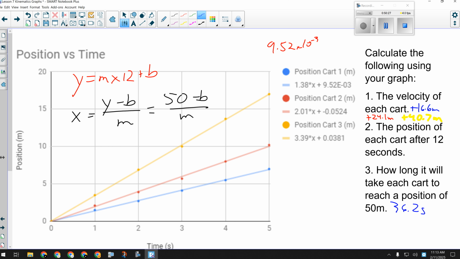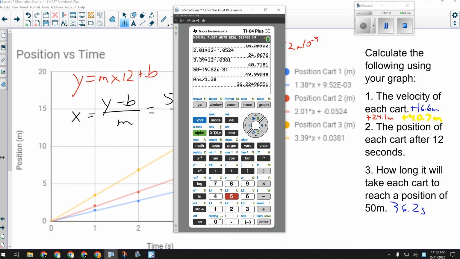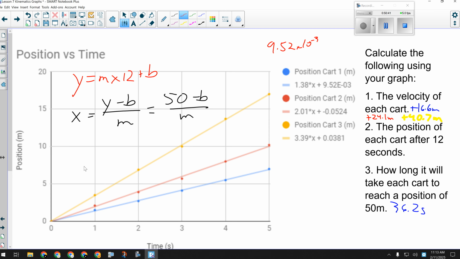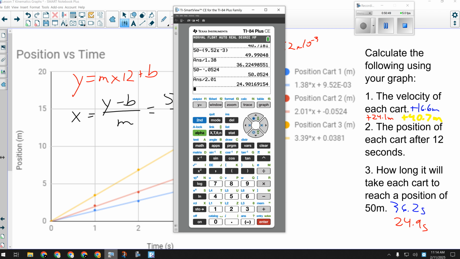Okay, and then for the red one, we'll have 50 minus negative 0.0524 divided by 2.01. And that one's going to be 24.9, which makes sense. It should take less time because it goes faster. And then for the last line, for the yellow one, we would have 50 minus 0.0381 divided by 3.39. And 14.7.